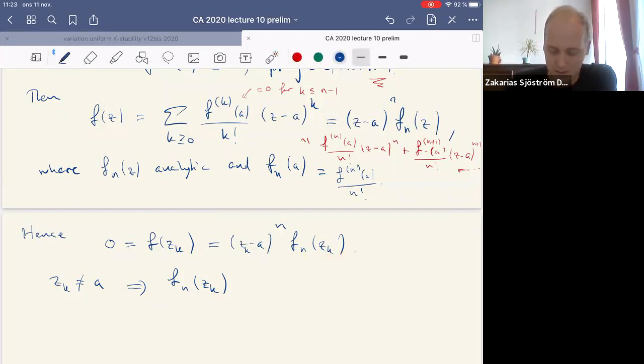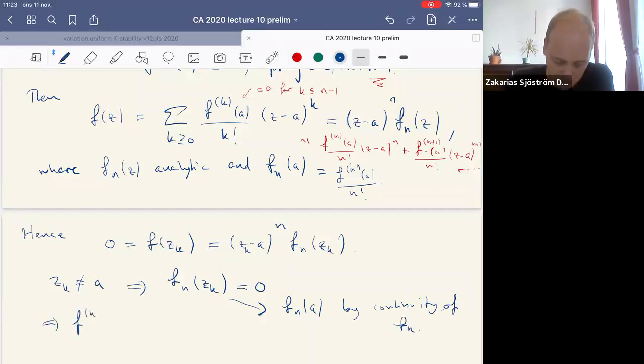As you will know from the algebra course that you're having, or many earlier algebra courses that you took. So this one is equal to 0. On the other hand, this one will tend to f_n of a by continuity. So f_n was analytic, so in particular, it's continuous. Okay, so it tends to f_n of a. And this implies that also the nth derivative at a has to be 0.